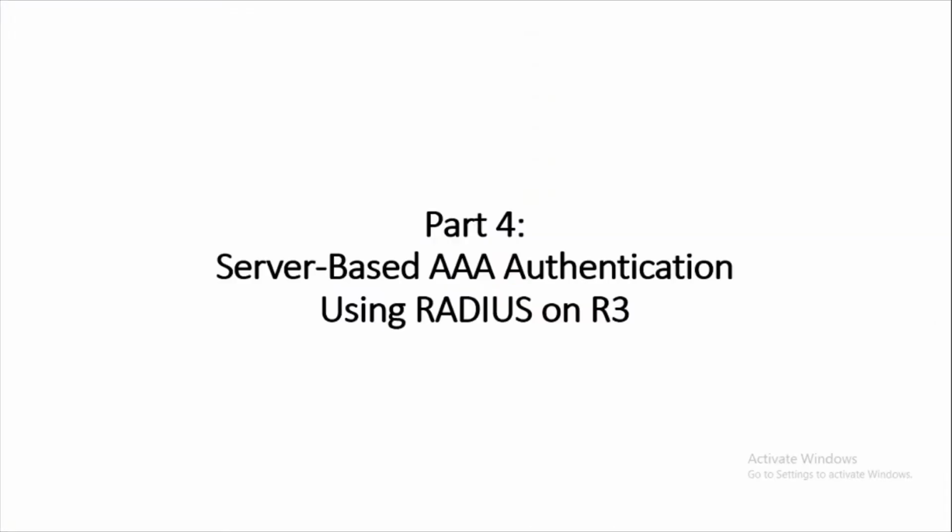In continuation, let's go with part 4 of practical number 2 only, that is server-based AAA authentication now using RADIUS protocol on R3. Like we did for TACACS, now we have to do it for RADIUS. RADIUS is a distributed client-server system that secures the network against unauthorized access. Okay, so now let's see how to implement it on our configuration.